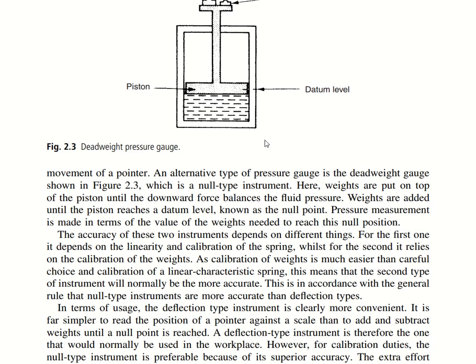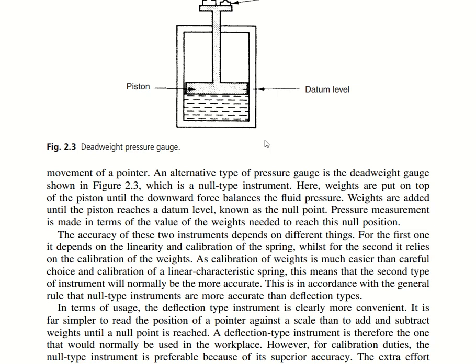The accuracy of these two instruments depends on different things. For the first one, it depends on the linearity and calibration of the spring, while the second one relies on the calibration of the weights, as the calibration of weights is much easier than the careful choice of the calibration of the linear characteristic spring, which means that the second type of instrument will normally be more accurate. This is in accordance with the general rule that null type instruments are more accurate than the deflection types.